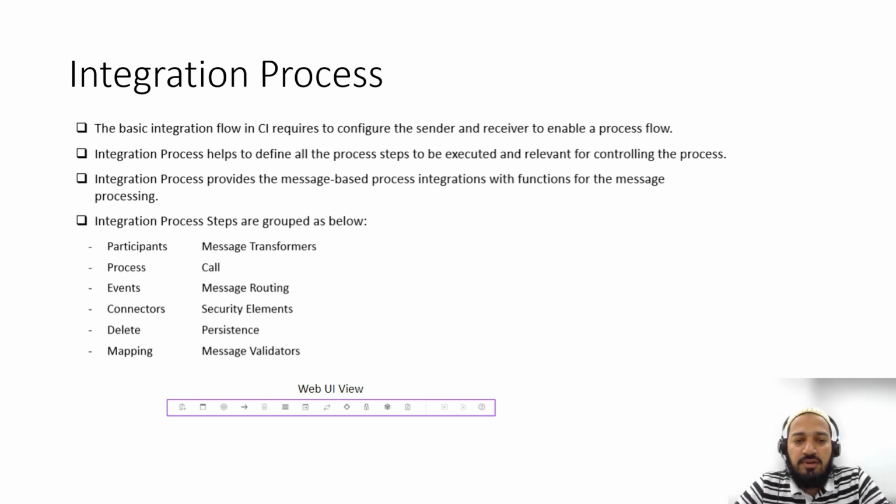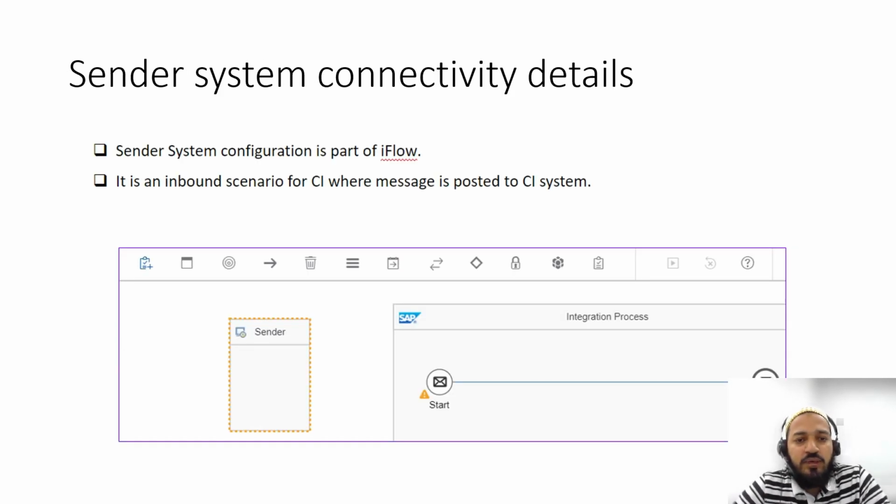And there are different segments of it, like the participants and the process events, connectors. Then there is delete, mapping, call, security related, persistence, message validator. All those options are available in the web UI.